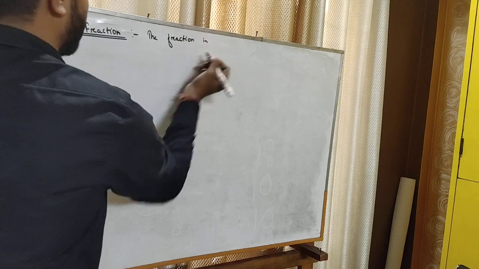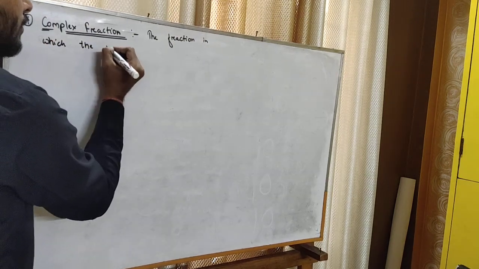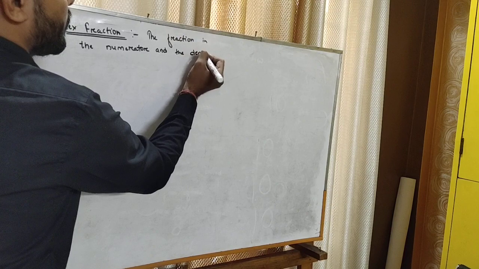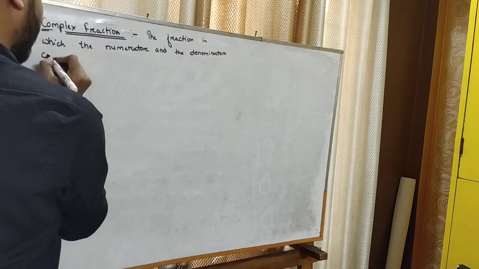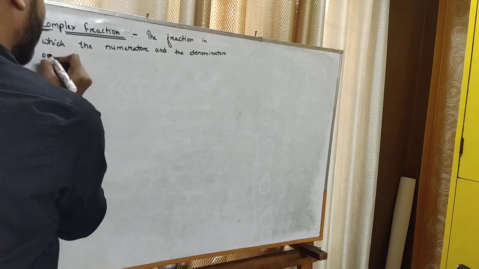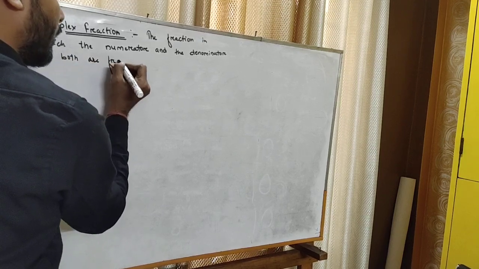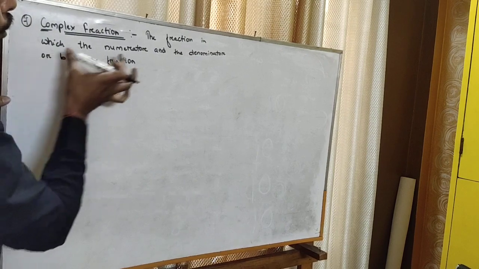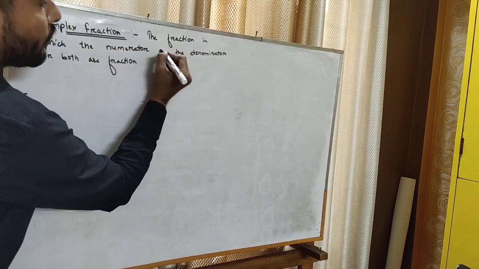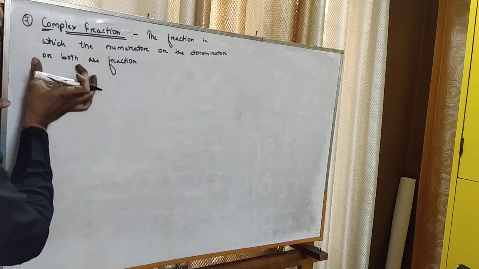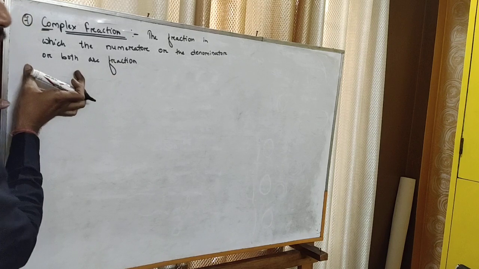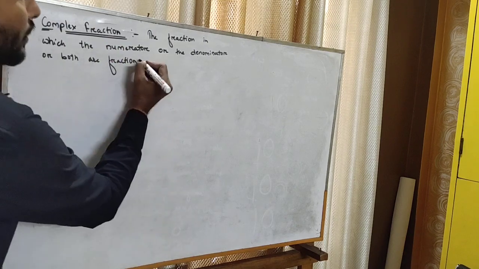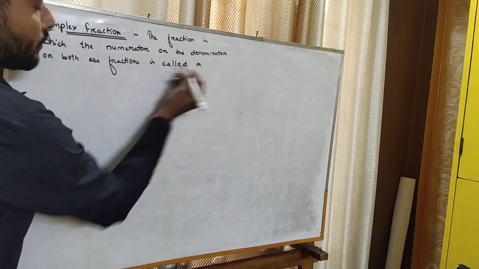So the fraction in which the numerator and the denominator or both are fractions, either the numerator or the denominator or both, is called a complex fraction.